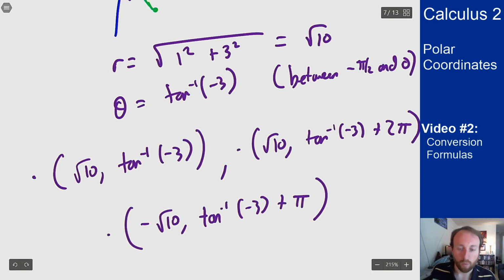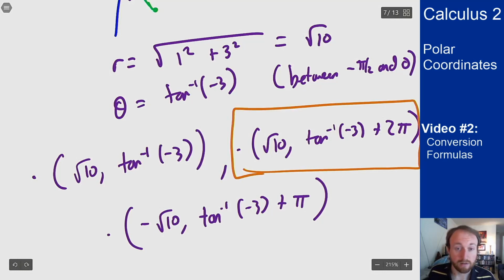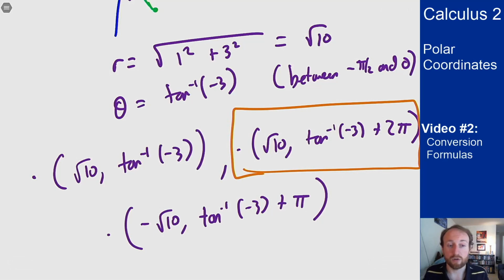If I had to pick one, I would pick this one here, because this will have a positive angle in the theta spot between 0 and 2 pi. Those are the ideas of polar coordinates and how you can use these formulas to go directly between the different coordinate systems, as well as how they look and how you should think about them when you're trying to visualize what things look like in polar coordinates.